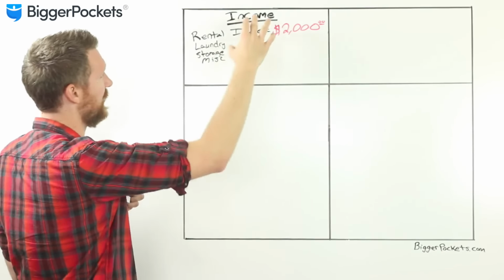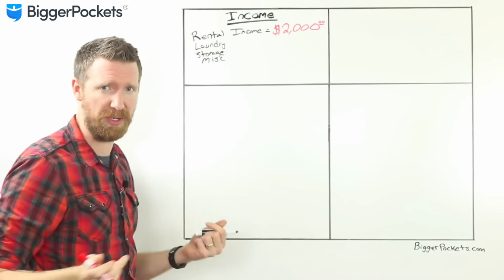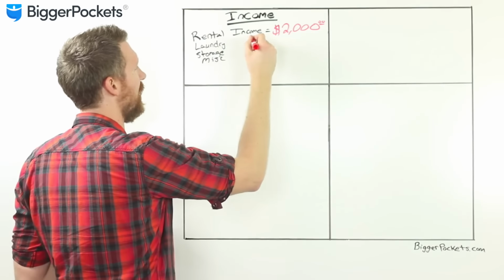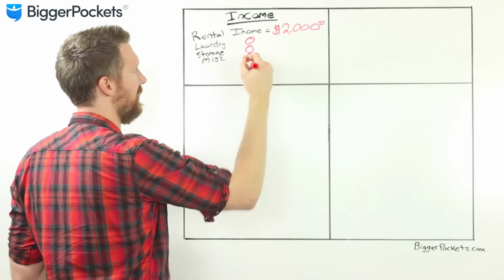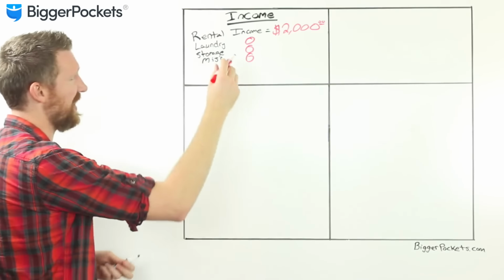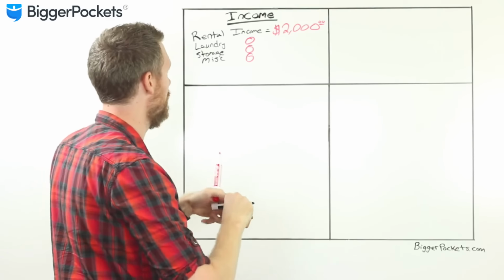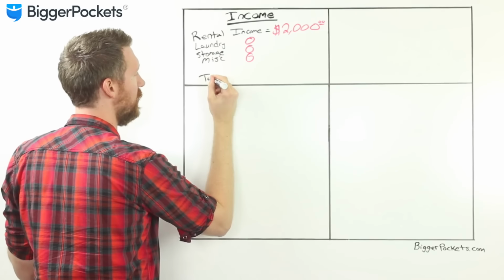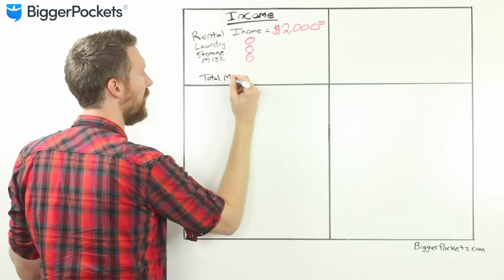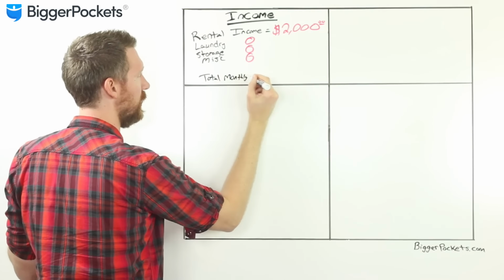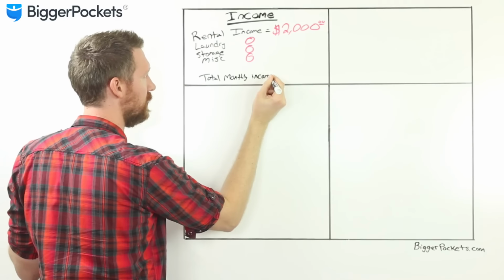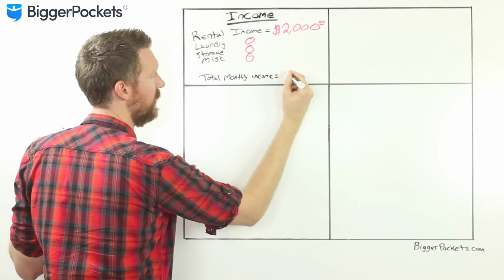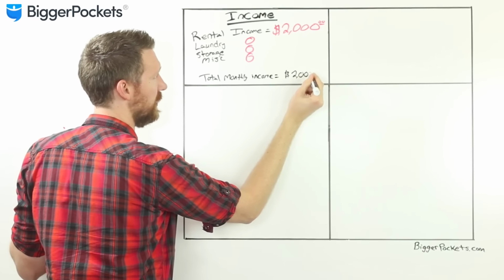So we've got our rental income. On this property, we're just going to assume we don't have any laundry, we don't have any storage, and we're not going to have any miscellaneous income. So I'm going to say that our total monthly income is going to be equal to $2,000 per month.